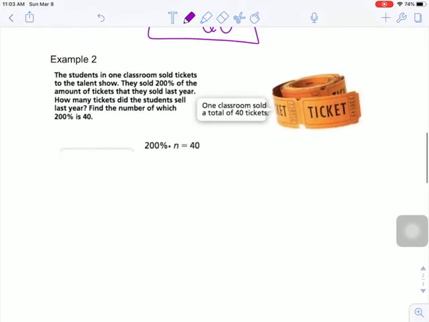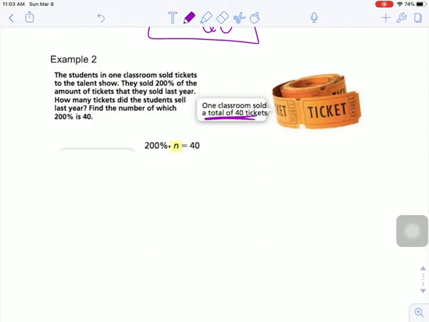So example 2, the students in one classroom sold tickets to the talent show. They sold 200% of the amount of tickets that they sold last year. How many tickets did the students sell last year? Find the number of which 200% is 40. So we're trying to find how many they sold last year because they sold 200% of that amount. And they know that one classroom sold a total of 40 tickets. So let's solve this out.